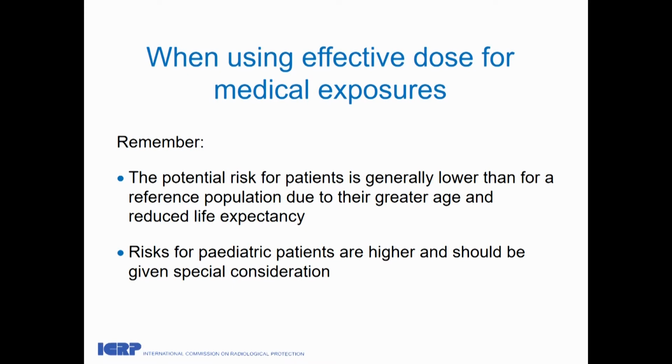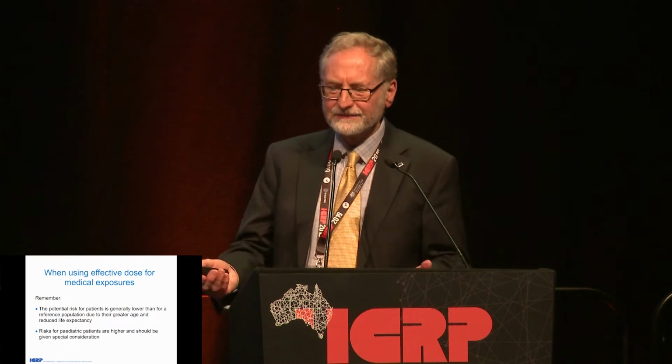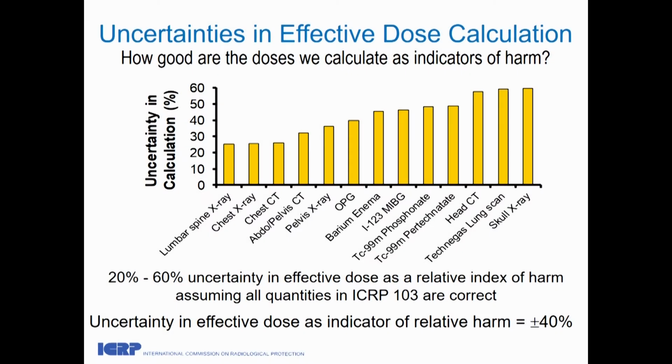So when using effective dose for medical exposures, we've got to remember that the potential risk for patients is generally lower than for the reference population, because they're of a greater age, so they've got reduced life expectancy and a lower risk. But for pediatrics, the risk is higher, and so we've got to give those special considerations. So effective dose doesn't tell us everything. We have to take other information into account.